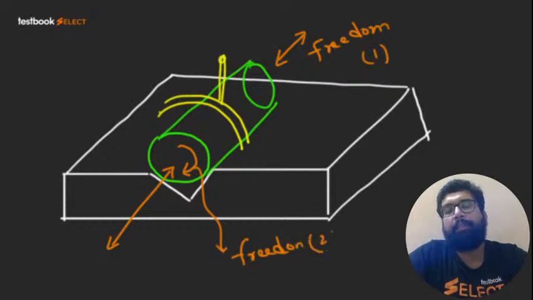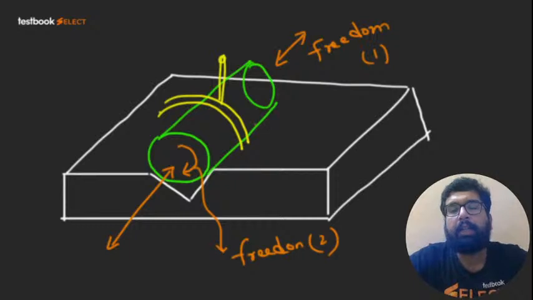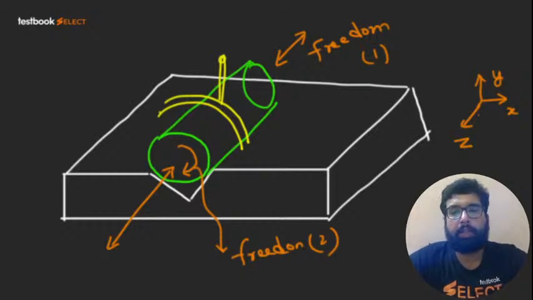Does it have any other motion that it can do? Can it move in X direction, Y direction? If I say this is X, this is Y, and perpendicular to it is Z, then it cannot move in X and Y, but can only move in Z. Similarly, it can rotate only about Z.